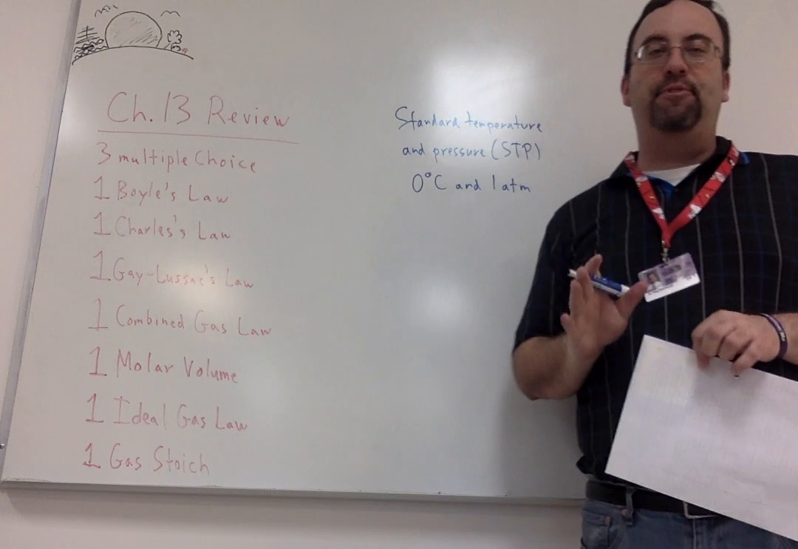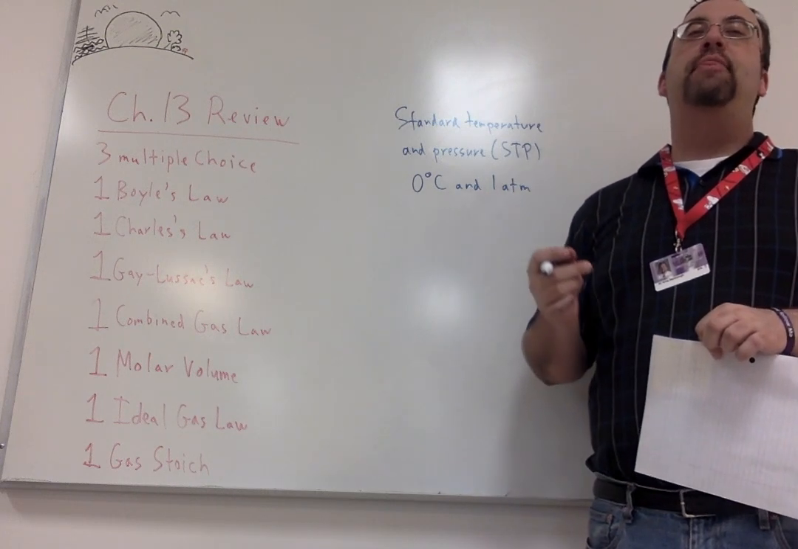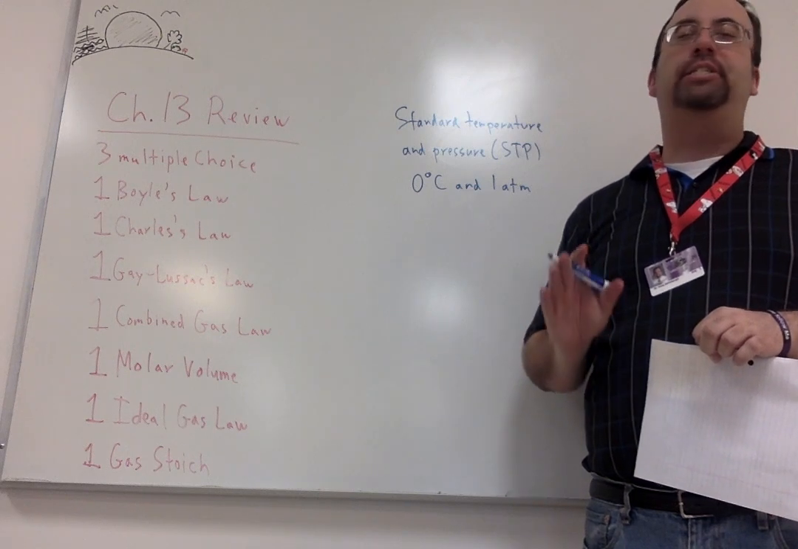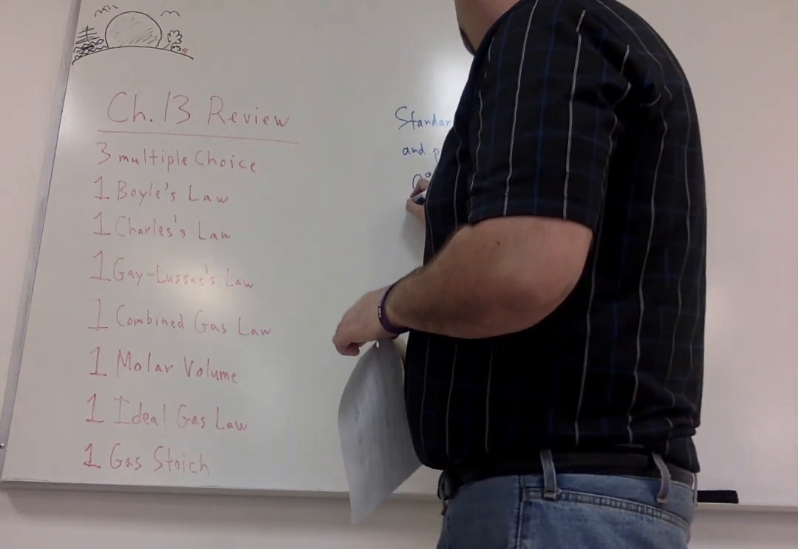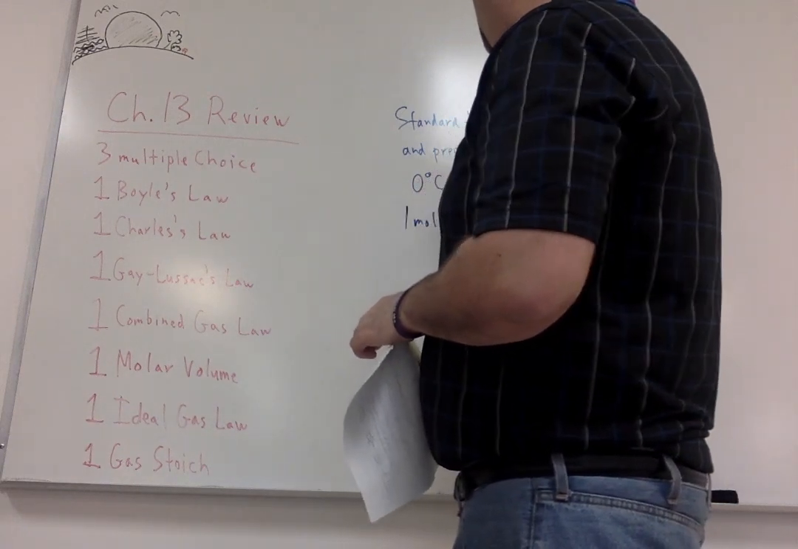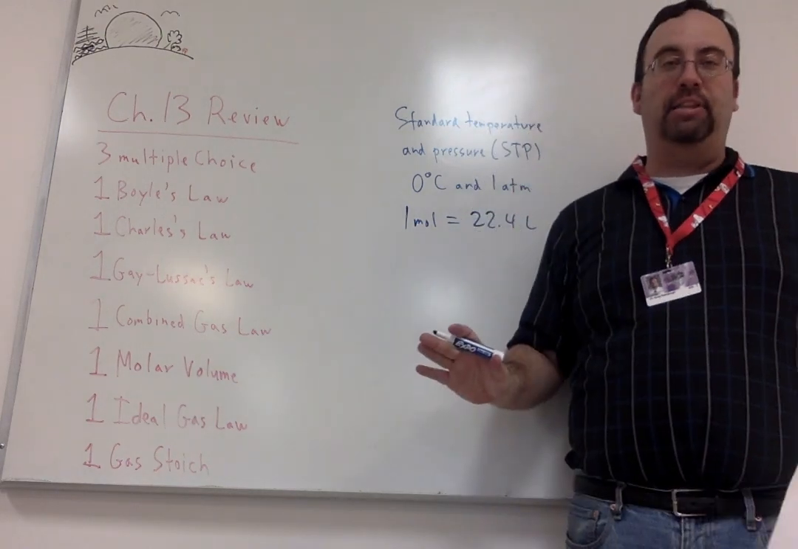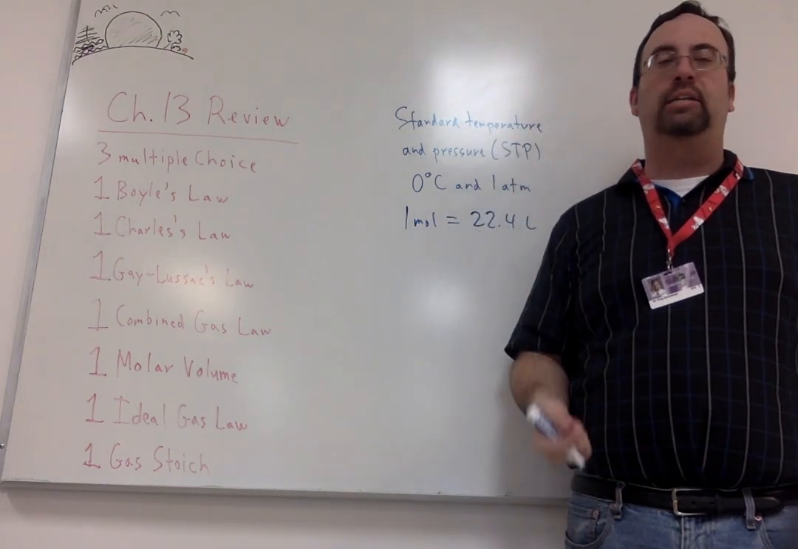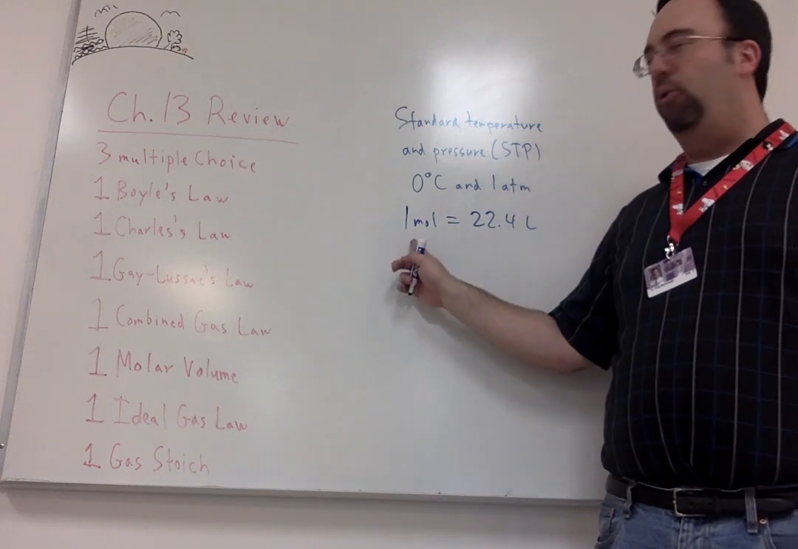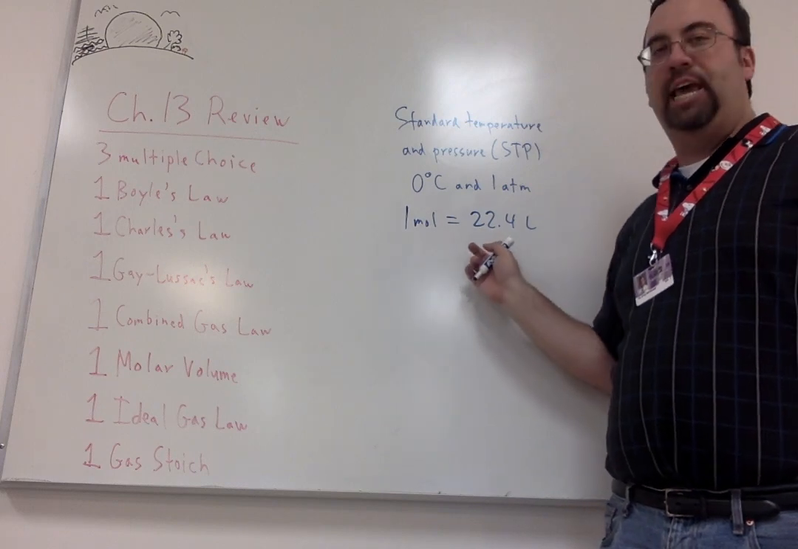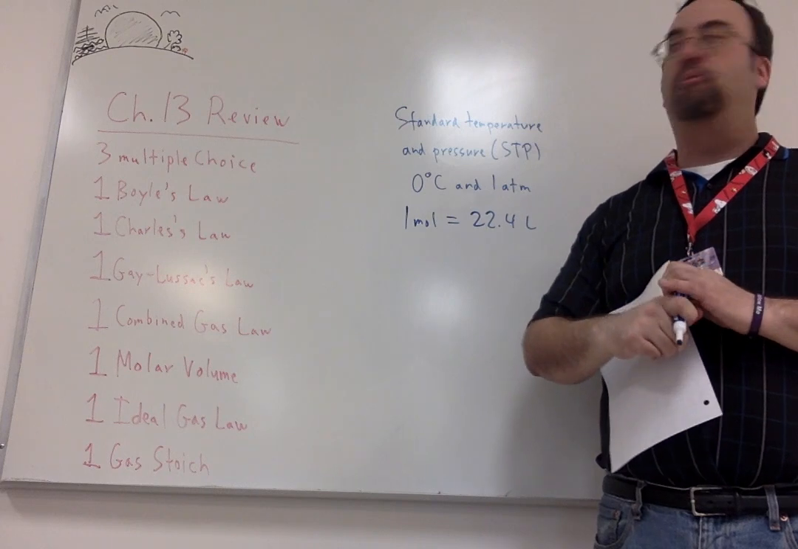If you have a gas under standard temperature and pressure, we know that a mole of that gas will always take up 22.4 liters. So 1 mole will always equal 22.4 liters. It doesn't matter the type of gas, if it's nitrogen or carbon dioxide or oxygen gas, as long as it's under standard temperature and pressure, a mole of that particular gas will always take up 22.4 liters. And so let us go ahead and do an example of a molar volume problem.